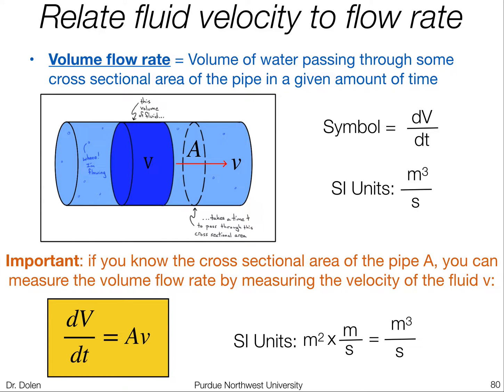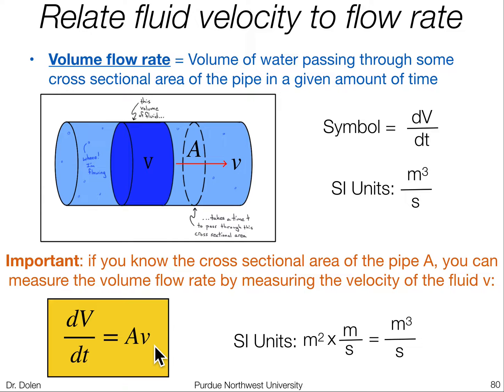In fact, if I look at this volume of water and measure it's moving at some velocity v, and if I know the cross-sectional area of this pipe, A, it turns out that the volume flow rate, dV/dt, is equal to just the area of the pipe times the velocity of the fluid.